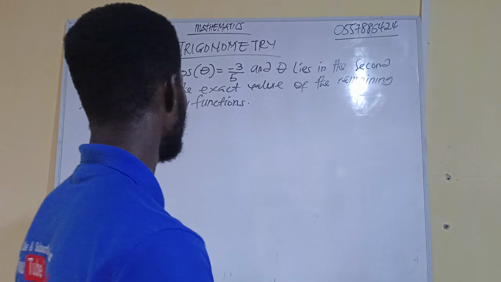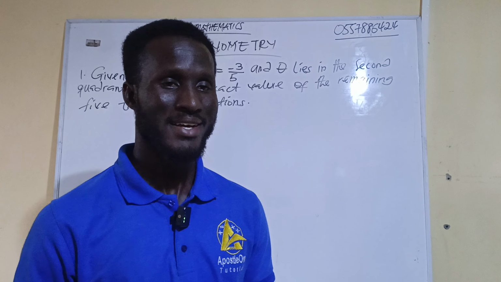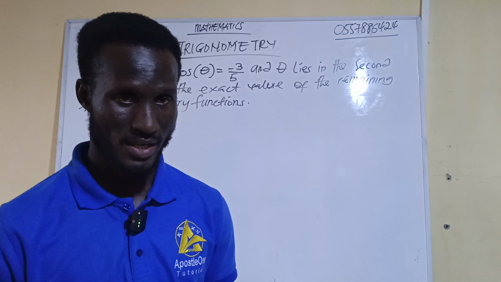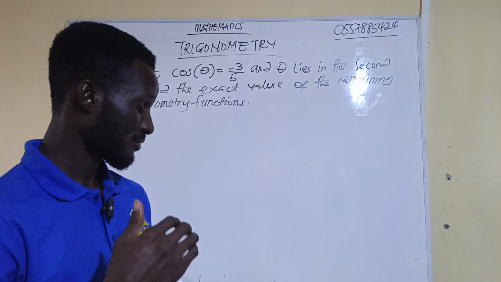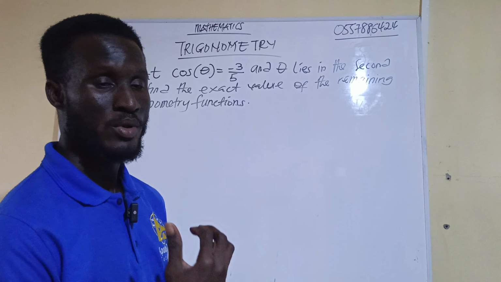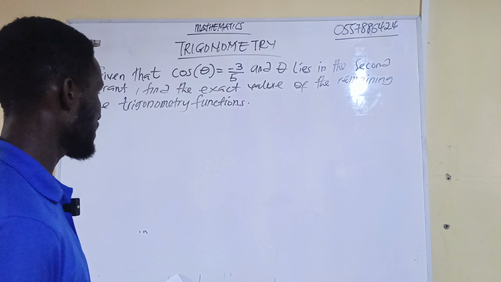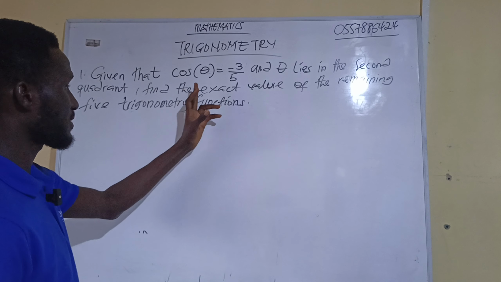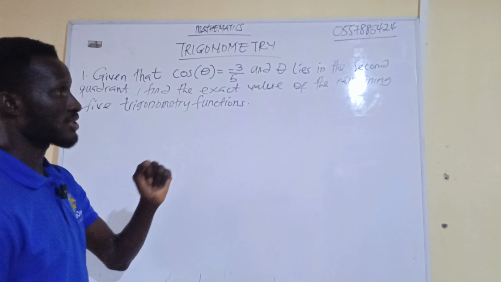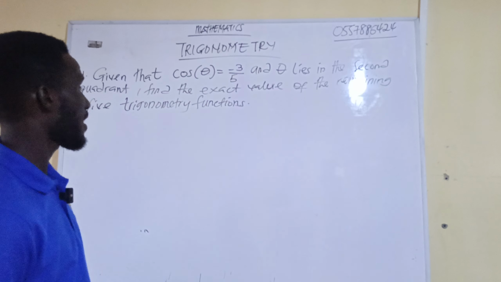Now, let's move on. We are still on CAST. We are going to apply CAST to solve these particular questions. That is the sign of the trigonometry ratios in the various quadrants. Now, let's look at how we can solve this particular question. Given that cos theta is equal to -3 out of 5 and theta lies in the second quadrant.